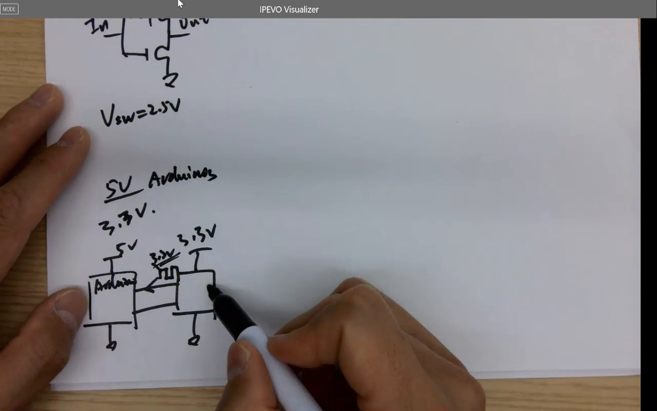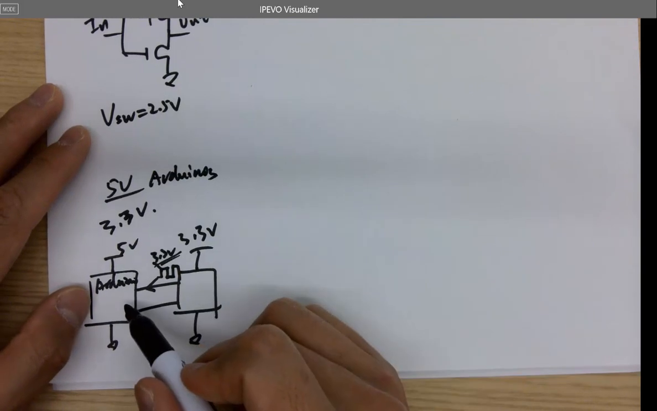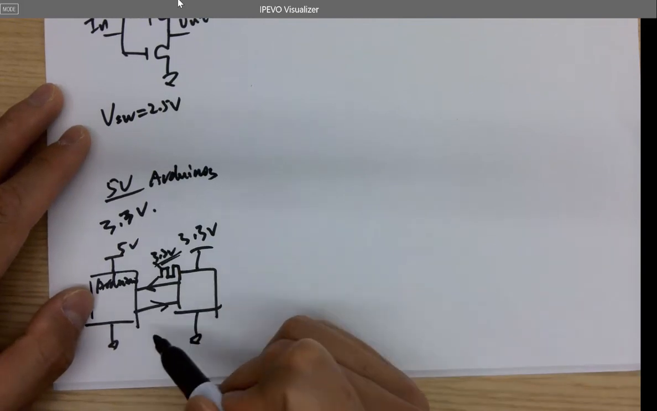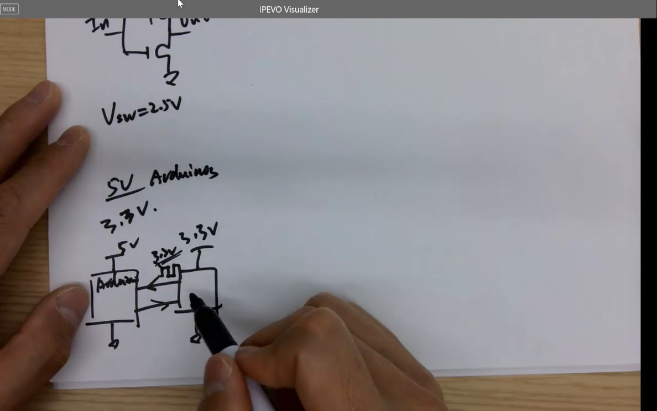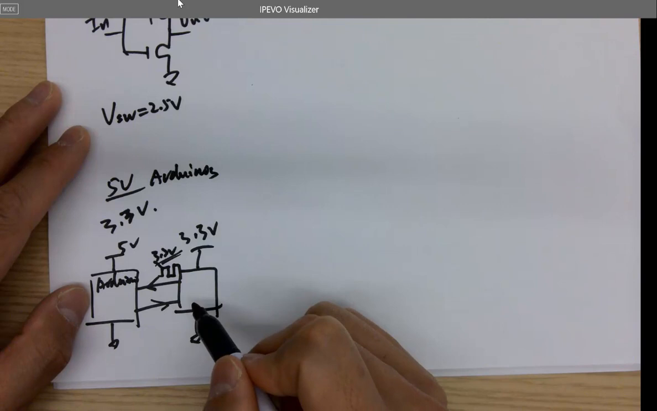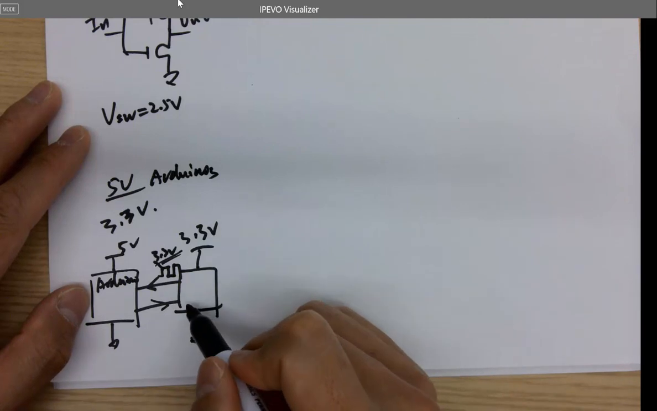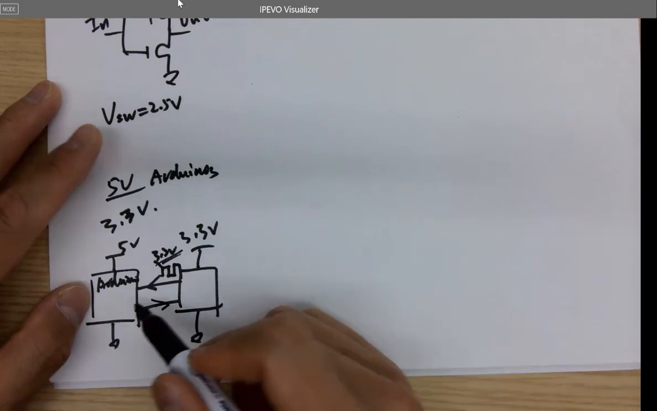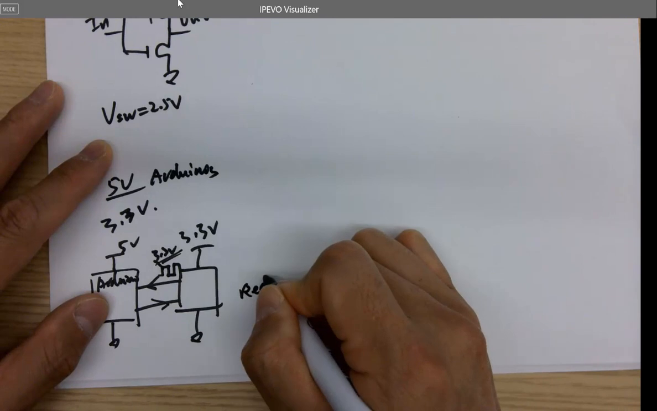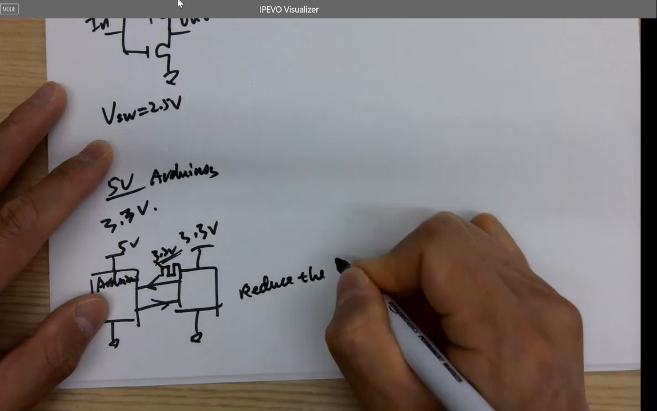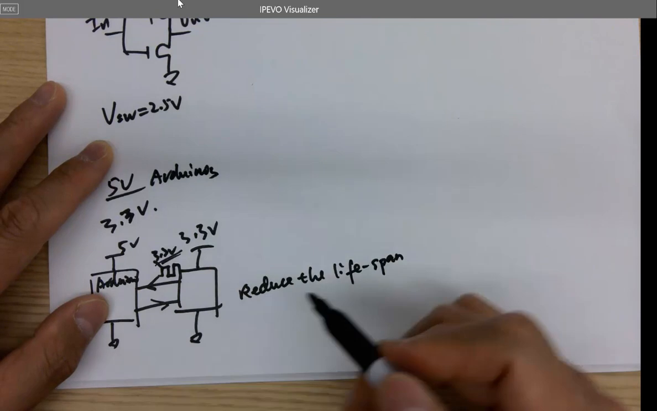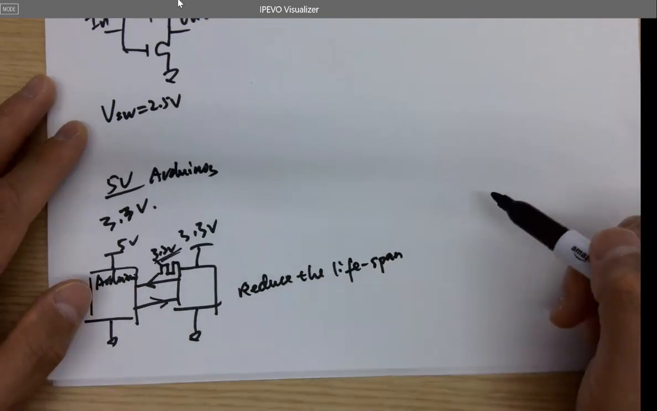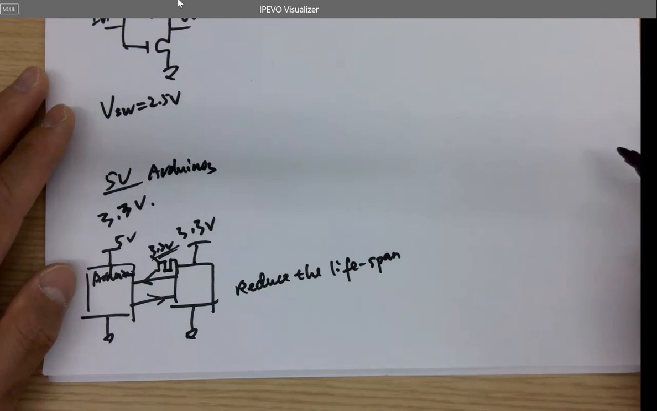However, if the sensor is also receiving voltage or signal from the Arduino like that, it could be a problem. If the transistors designed in this 3.3 volt sensor cannot handle 5 volts, it's going to either reduce the lifespan of the sensor or directly blow it up immediately.